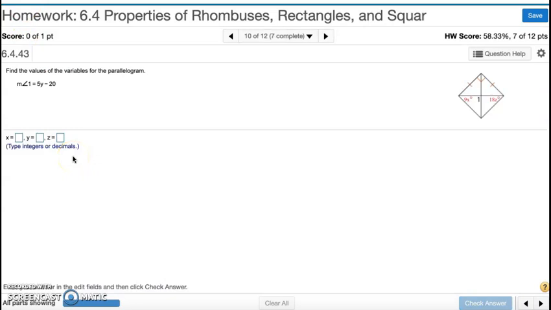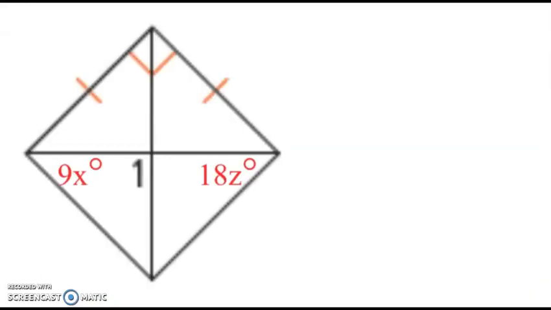Number 10. Find the values of the variables for the parallelogram. And we're given the measure of angle 1 is 5y minus 20. So let's take a closer look at it. Since this is a parallelogram, that means opposite sides are equal. So in this case, that means all 4 sides are going to be equal. And since this is 90 degrees, all 4 angles are going to be 90 degrees. So that makes this a square.